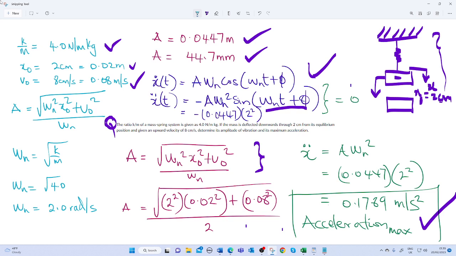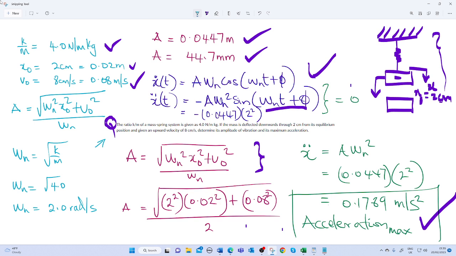Hello everyone, today we have a question of a spring mass system. Once again, we have a question from a mass spring system. Now let's read the question.